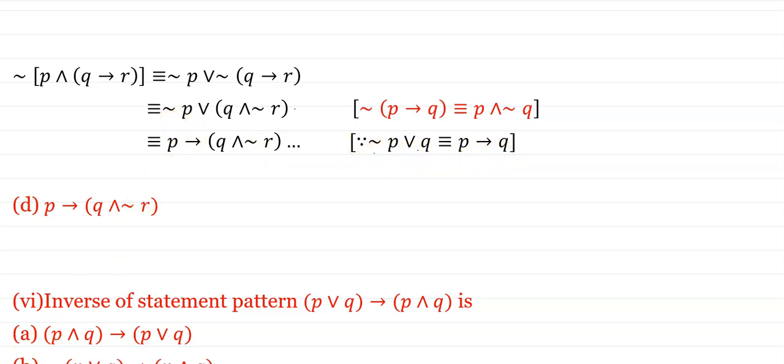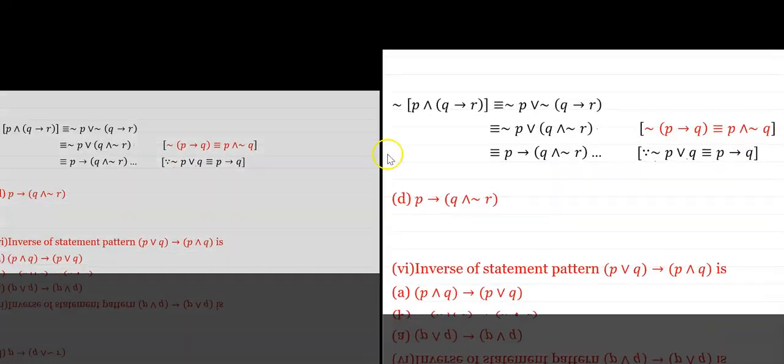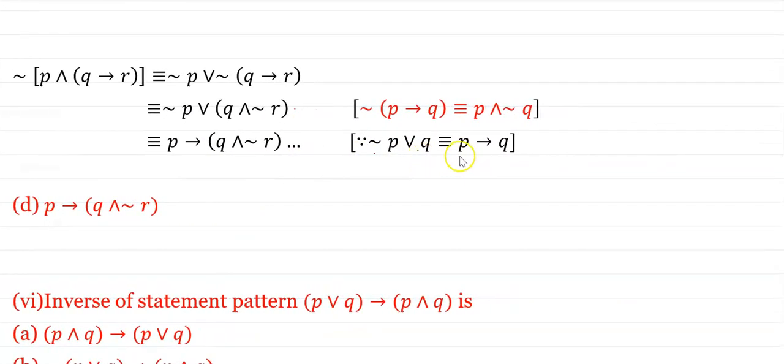And therefore negation of P or Q is equal to P implies Q. By using this result, we will write this P implies in bracket Q and negation of R. Okay, and hence the option D is a correct one.